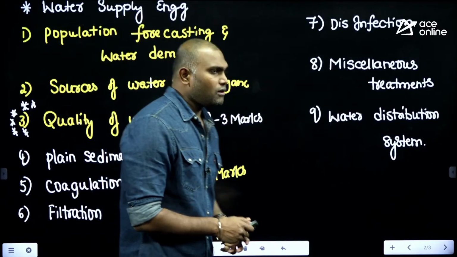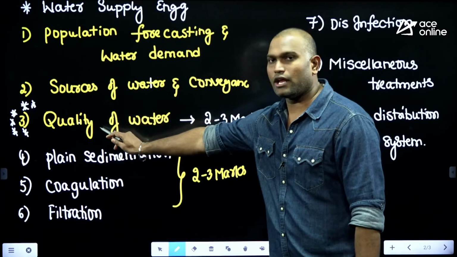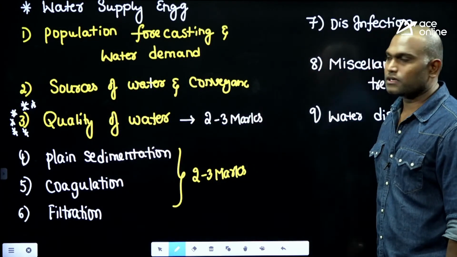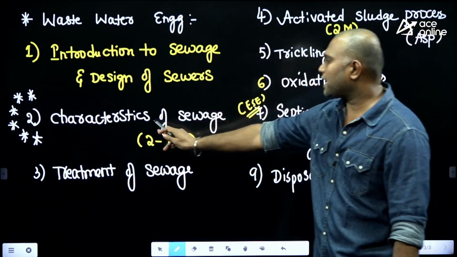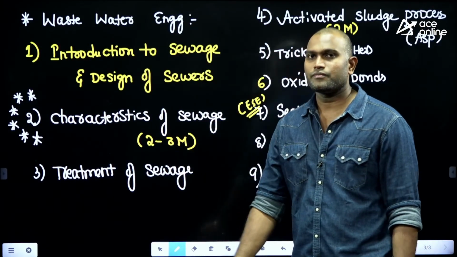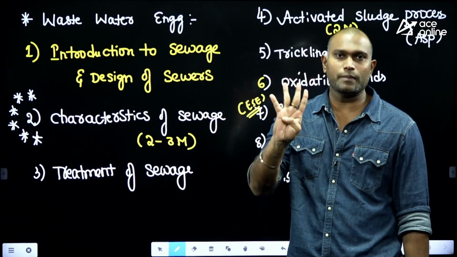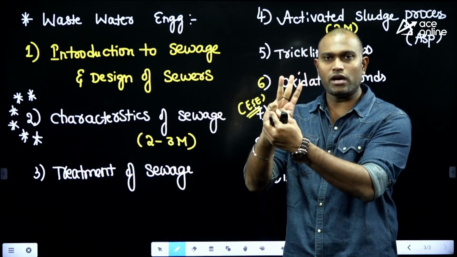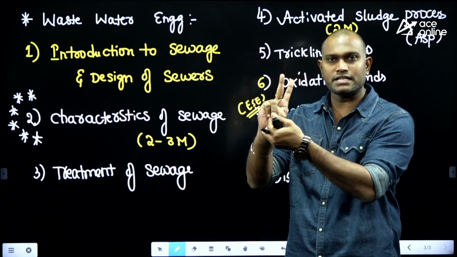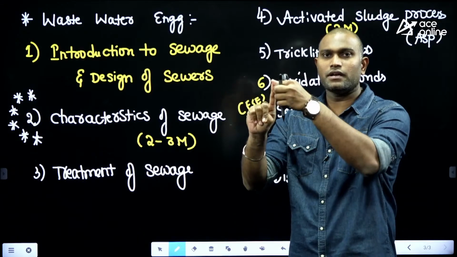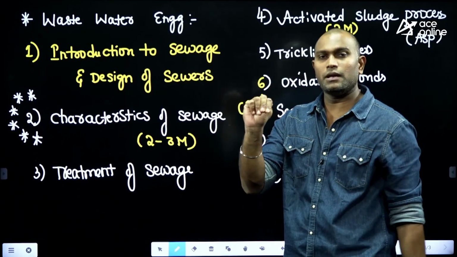Now, coming to water supply engineering, don't skip the quality of water, where you get 2 to 3 marks. And wastewater engineering, characteristics of sewage, 2 to 3 marks. Out of the 20 topics, I primarily focus on 4 topics: water supply engineering, quality of water; wastewater engineering, characteristics of sewage; solid waste management; and air pollution.